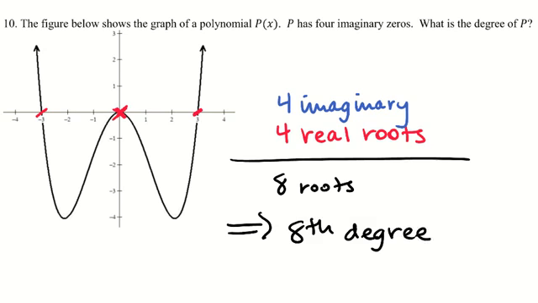If you had said that the bounce was only a single root, that would have led you to believe that there were 3 real roots and 4 imaginary, which would be degree 7. But an odd degree polynomial can't have both of the edges of the graph going up. It can't have that going the same direction. That's not what an odd degree polynomial looks like. So that would be the first hint that you were doing something wrong.